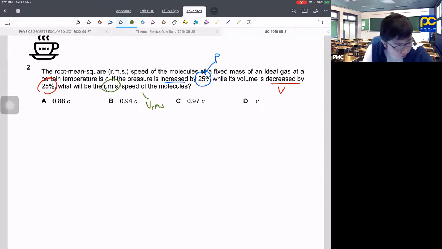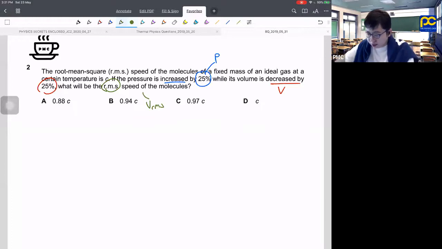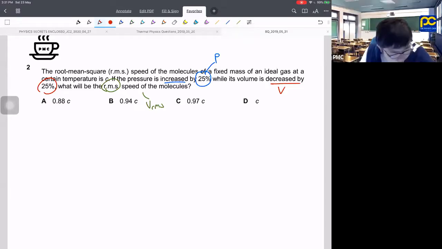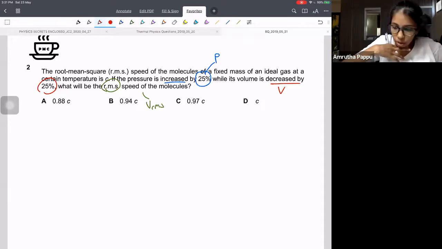I see some of you got answer. Yeah, Atia got answer. Vishnu, Mesh got answer as well. Okay, good. Felicia, go on. Amruta, can I ask you? Okay, what equation you use, Amruta? I equated 3/2 PV with half MC squared.